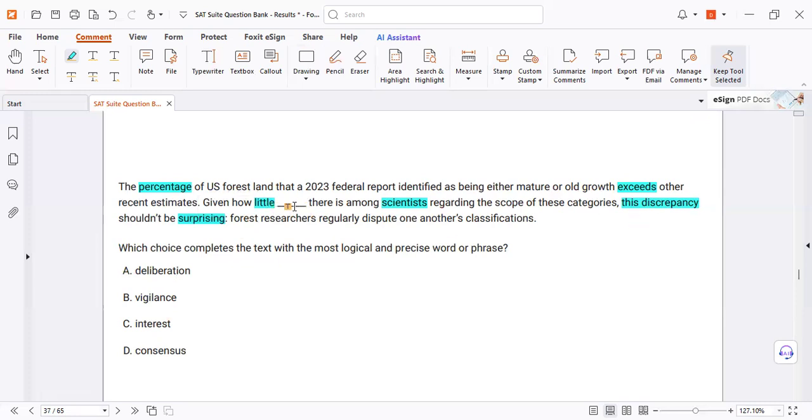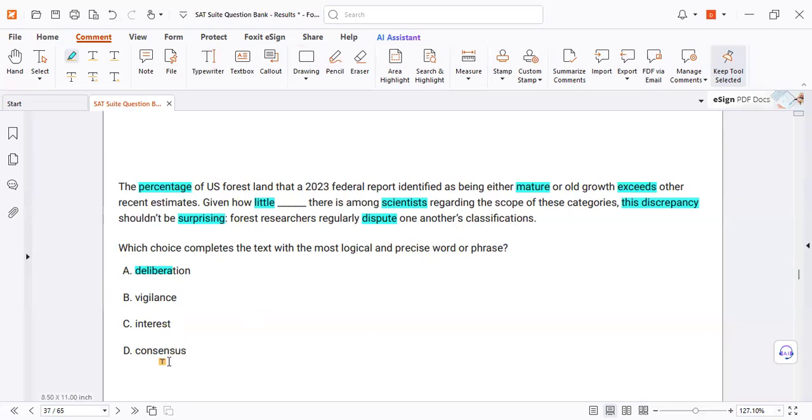So remember this. Forest researchers regularly dispute, see, in a disagreement, one another's classifications. So everyone gives classifications, and they dispute which one is correct and which is wrong. Is it mature? Is it old growth? Now here scientists show what? Deliberation. It's from the word deliberate, which is to do something by intention. Is this similar to vigilance, to be very careful? So the letter is careful, yes. Interest: they didn't show interest because they dispute about classification. They worked on classification, but they are in a disagreement.